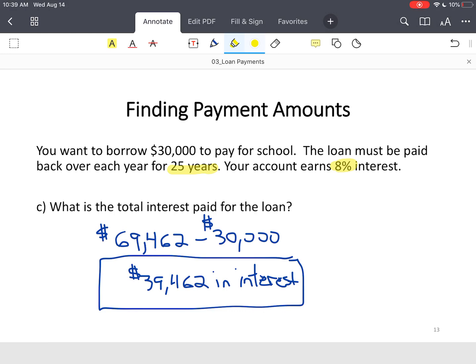If this was an investment, then it wouldn't matter. But since you're paying people back, you want to pay them back as fast as you can. You want to be reasonable, because over the long term, you just end up paying too much in interest. And I hope this overview of how loan payments work was helpful.